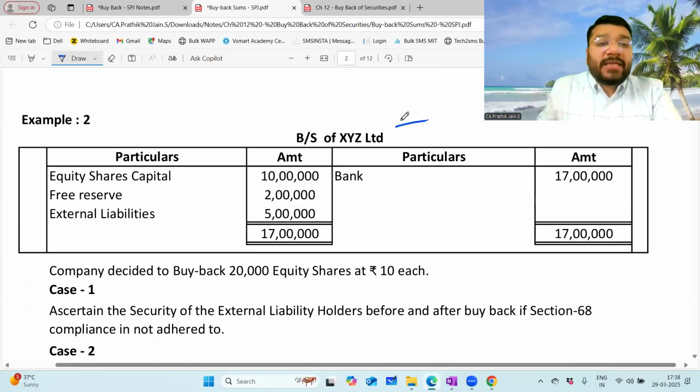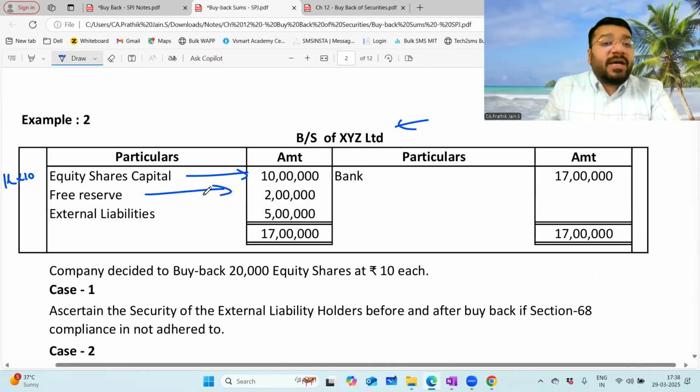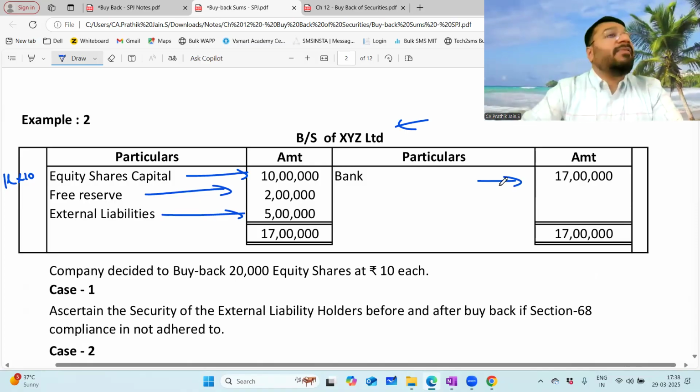This is a balance sheet of XYZ Limited, where you can see on the liability side, we have equity share capital of 10 lakh, which means 1 lakh shares of rupees 10 each. We have free reserves 2 lakh, and we have external liabilities 5 lakh. Correct? And the money in the bank is 17 lakh, let's say all the asset is nothing but bank balance 17 lakh rupees.